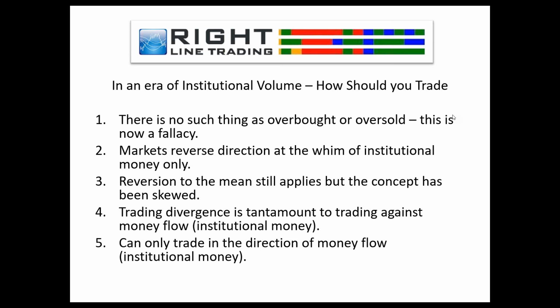Stochastics were overbought, and they remained overbought for a couple hours. And if you try to trade against them, you're going to get stopped out. Markets are only going to reverse at the whim of institutional money only. And if you try to trade any other way, you're going to get stopped out. Now, the principle of reversion to the mean still applies, in that if you use a 50-period moving average or a 15 exponential or a 100-period moving average, that's your mean price. And price on your trading chart, no matter what instrument that you're looking at, is always going to want to pull back to that mean price.